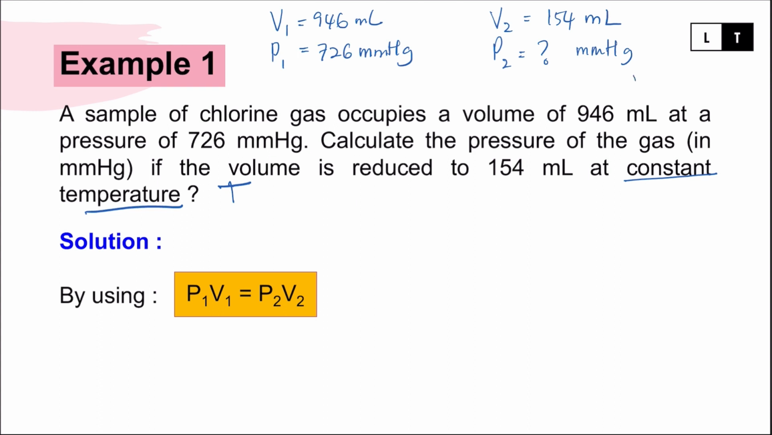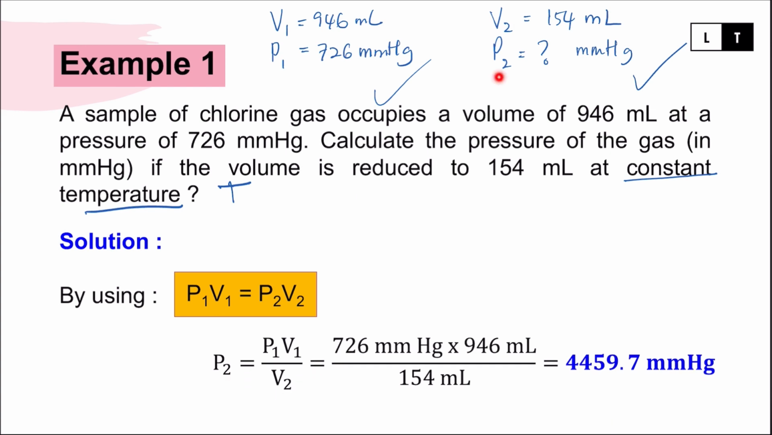So the solution for this one, I'm going to use formula P1V1 equals to P2V2. Dan saya dah ada information dekat sini. All of them I'm going to put into my formula by arranging my subject is P2. Apa yang saya nak cari kat sini. And the pressure P2 is 4459.7 millimeter mercury. So you got the answer.